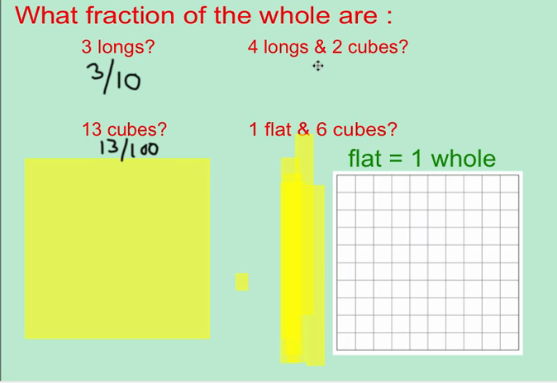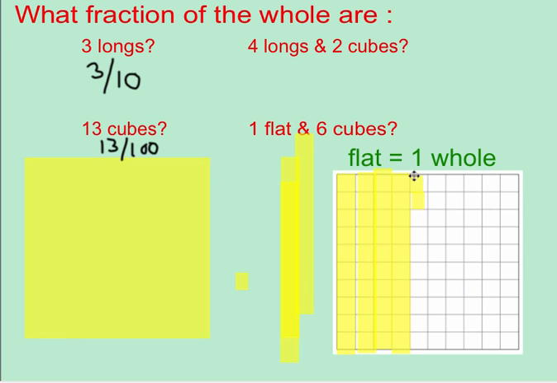How about 4 longs and 2 cubes? This one's tricky because I know that there's 10 longs in one whole. I also know there's 100 little cubes in the whole. I'm going to refer to my smallest part here. So I'm going to have to say 1, 2, 3, 4. 4 times 10 is 40 plus 2 would be 42/100ths. So I want to refer to my smallest part.